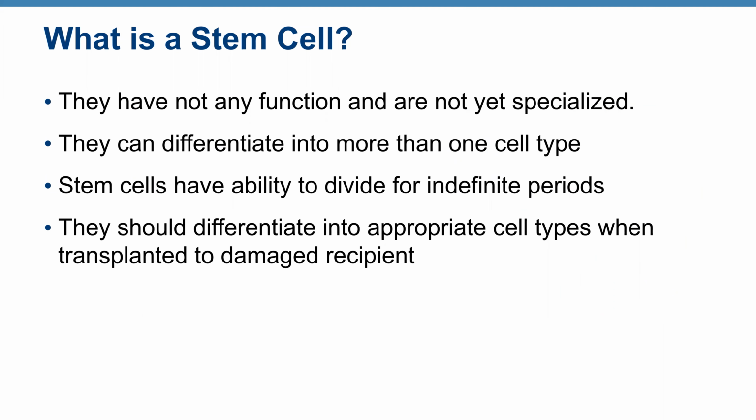Stem cells do not have any function and are not yet specialized. They can differentiate into more than one cell type. So no functions yet, can differentiate. Stem cells have the ability to divide for indefinite periods. They should differentiate into appropriate cell types when transplanted to damaged recipients. So those are characteristics of stem cells.